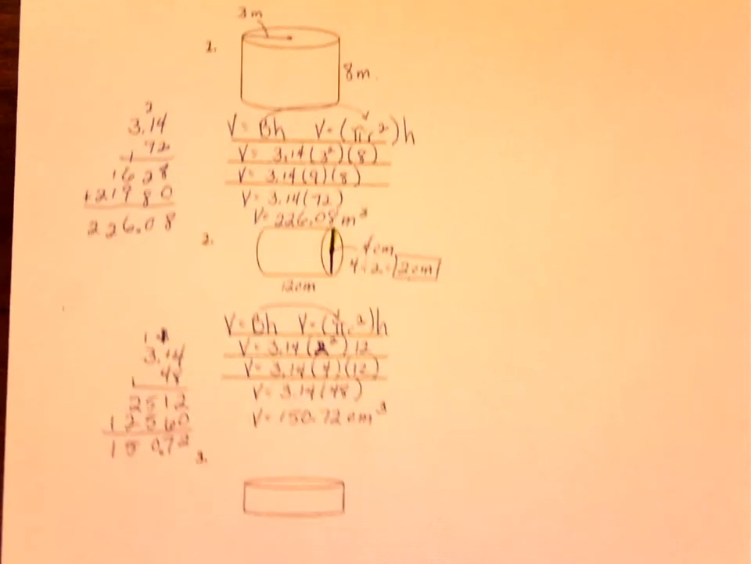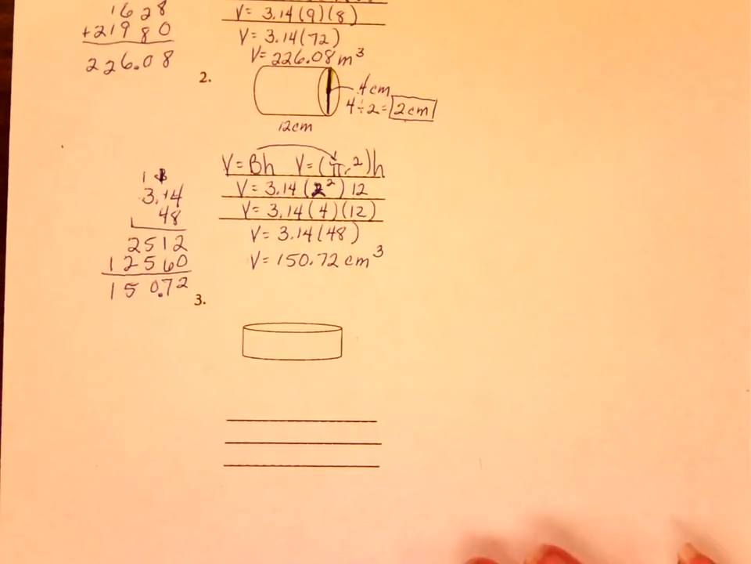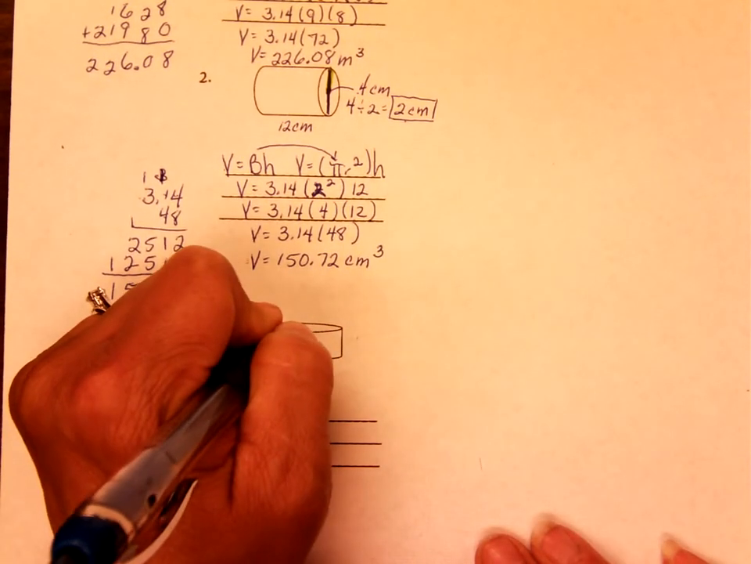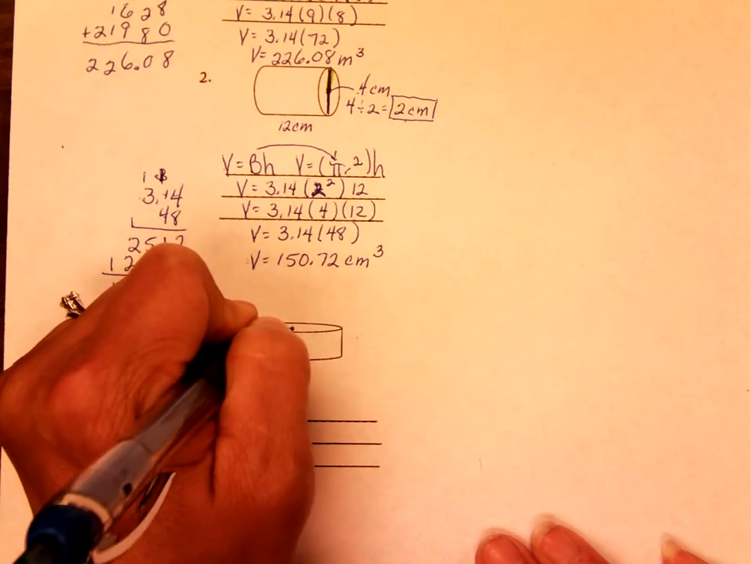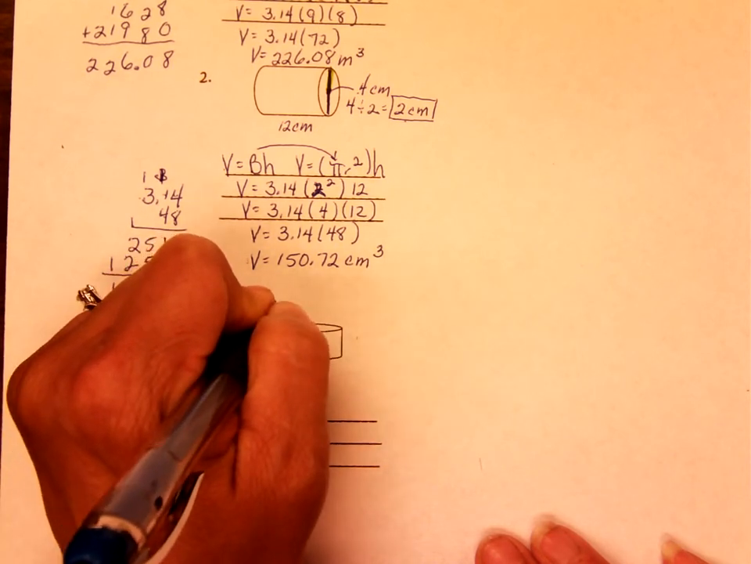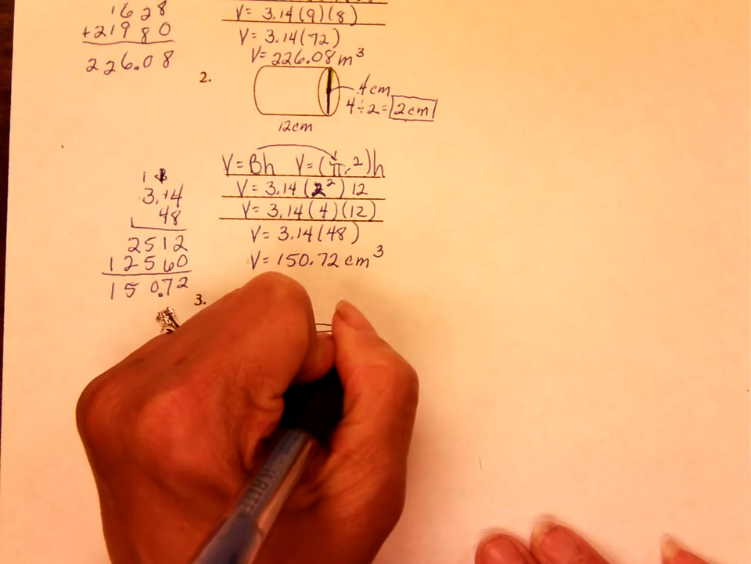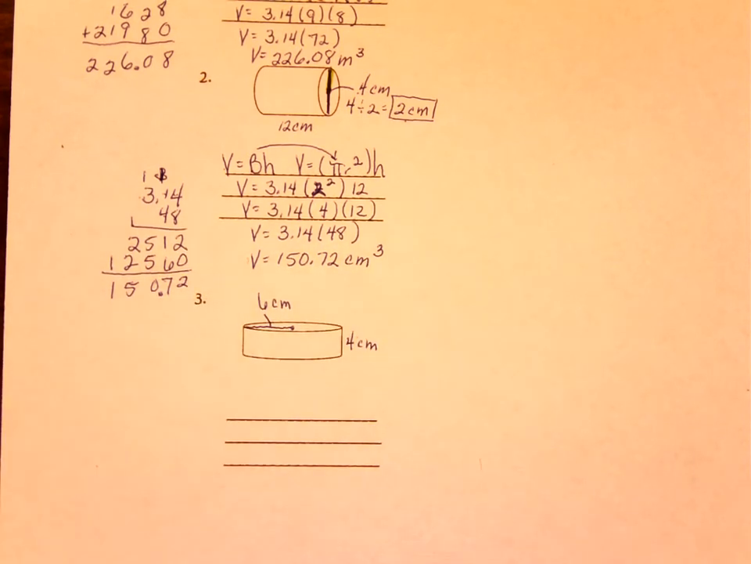All right, last one to try on your own, and then you should have it. So here, we're going to say that the radius is 6 centimeters and the height is 4 centimeters. Go ahead and try that on your own, and when you're ready, you can push play.